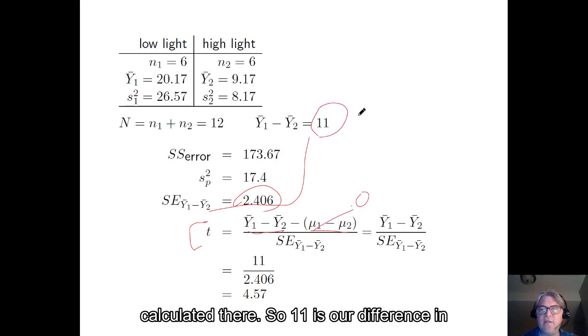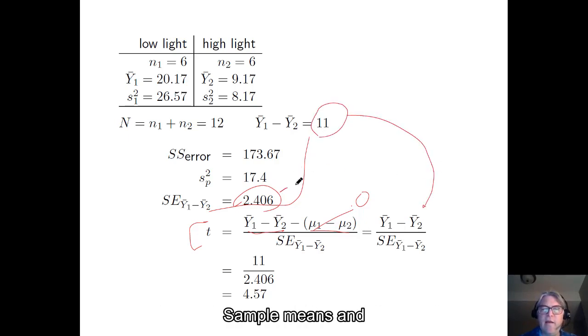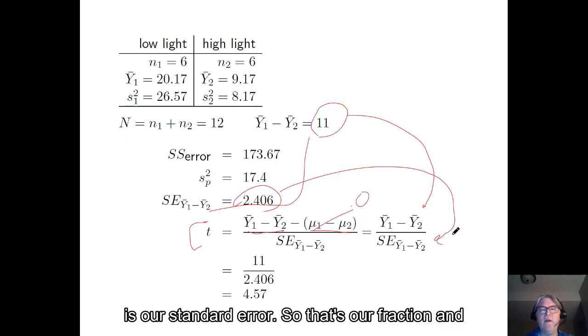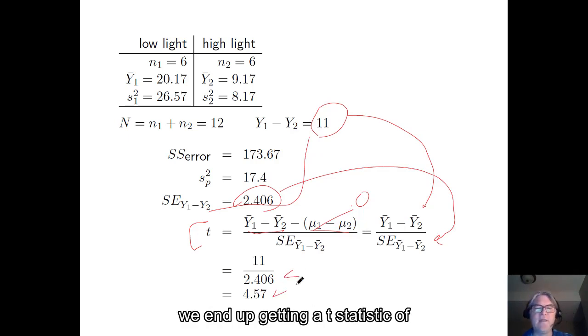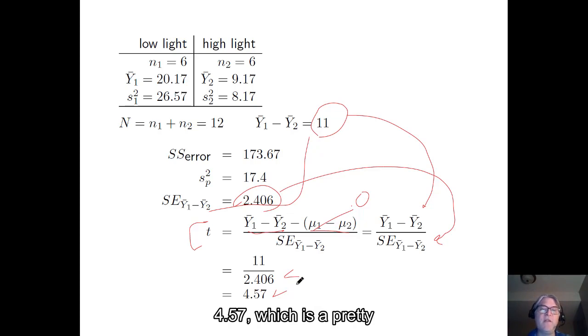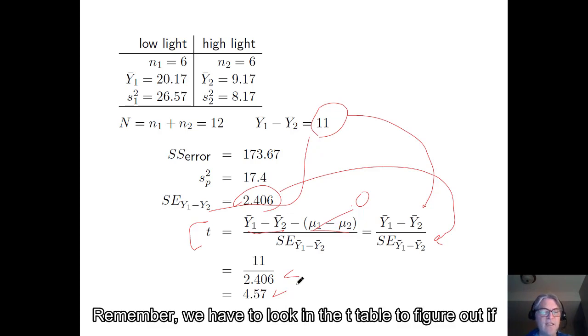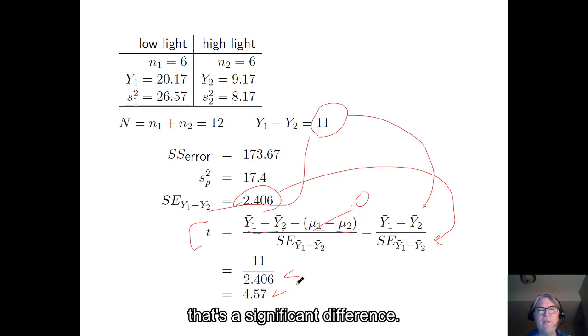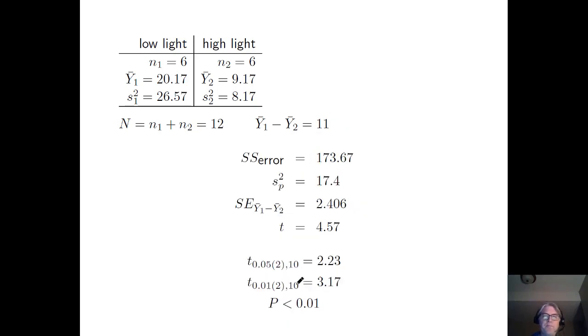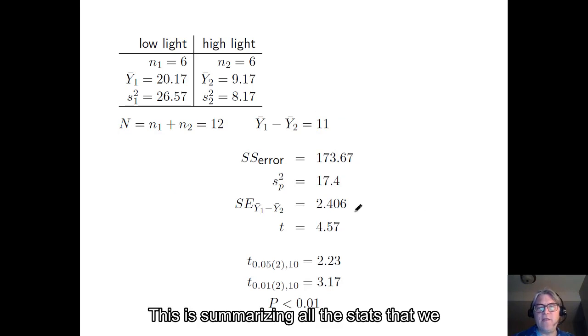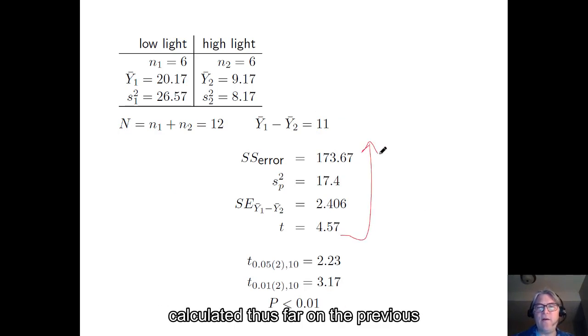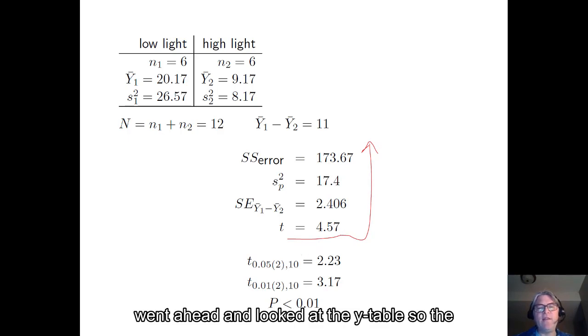So 11 is our difference in sample means, and 2.46 is our standard error, so that's our fraction, and we end up getting a t-statistic of 4.57, which is a pretty substantially large t-statistic. Remember, we have to look in the t-table to figure out if that's a significant difference. This is summarizing all the stats that we calculated thus far on the previous slides. There's our t-stat. I went ahead and looked at the t-table.